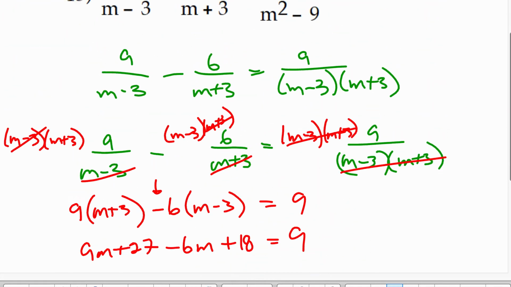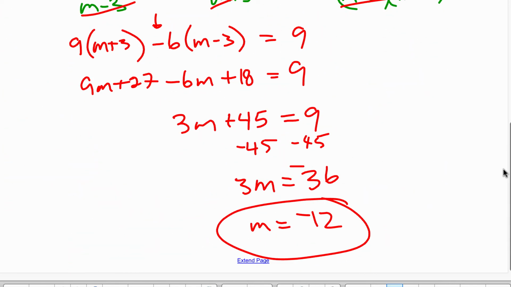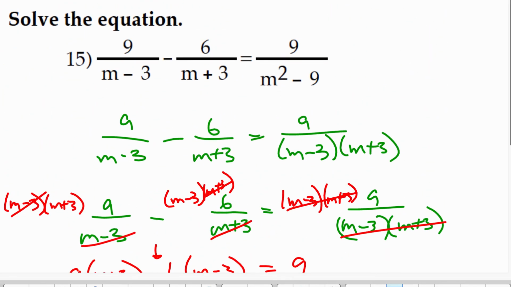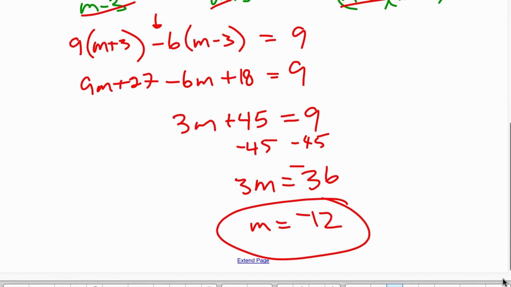When you're dealing with rational equations, you always want to take what your answer is and plug it back in to make sure you don't get a 0 on the bottom. Negative 12 minus 3, negative 15. Yeah, I'm not going to get a 0 on the bottom. Therefore, this answer's correct. Okay, almost done.